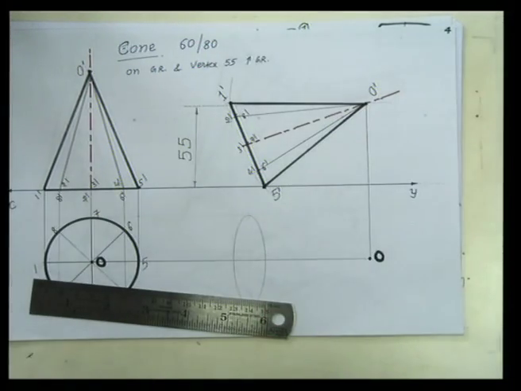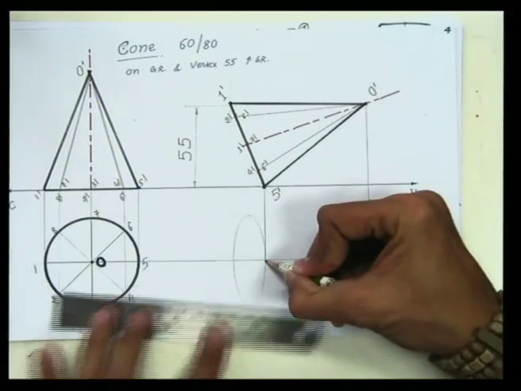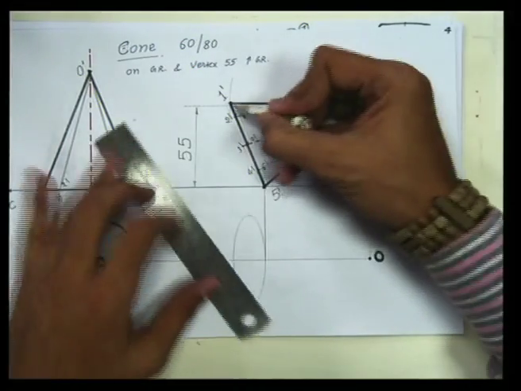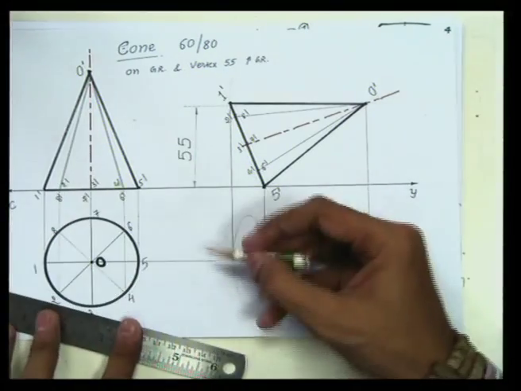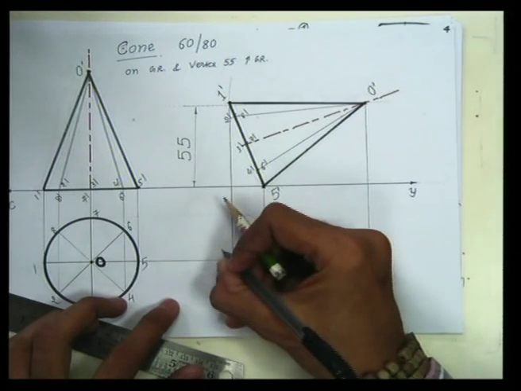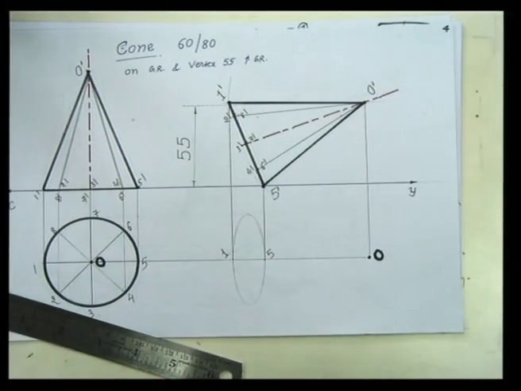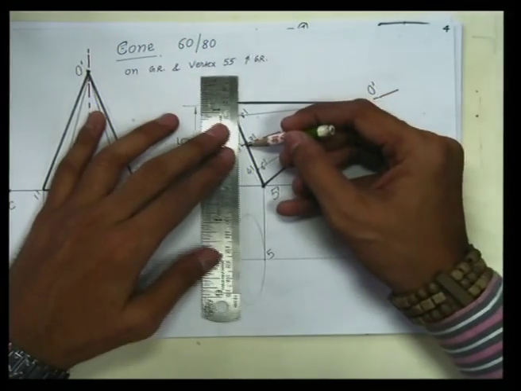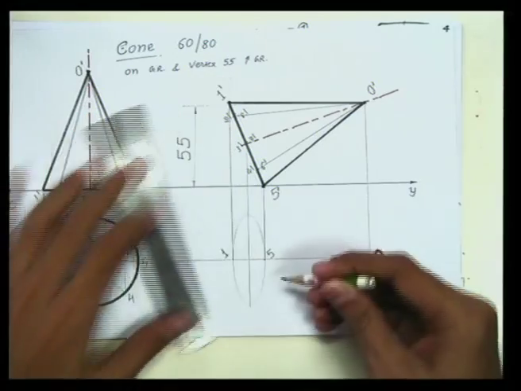Similarly, point number 5. So vertical line from point 5 dash, like this, and horizontal line from point 5. Vertical line from point 1, horizontal line from point 1. So here is point number 1, and point number 5. Similarly, point number 2, 3, 4.